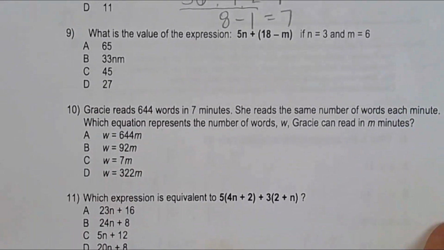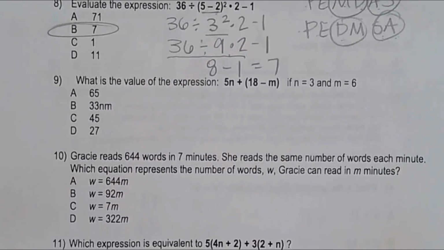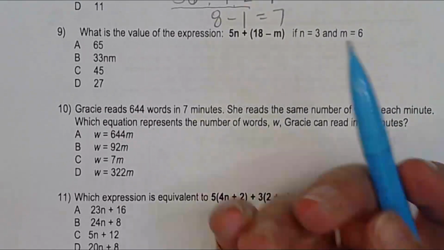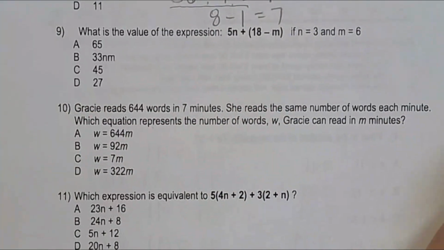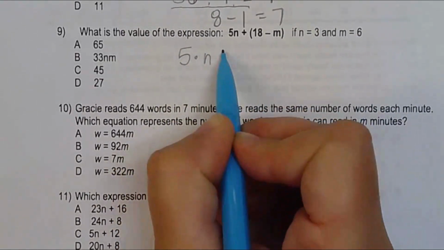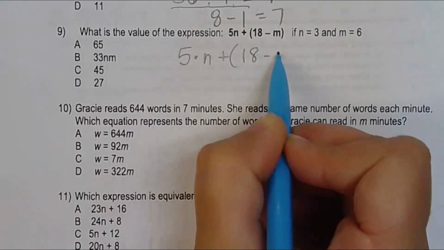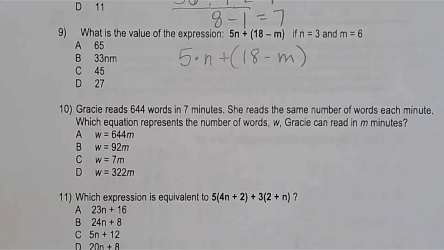Okay, my next one. What is the value of the expression 5n plus 18 minus m? 5n plus 18 minus m. So 5 times n plus 18 minus m is what that is saying, and the 18 minus m is in parentheses. It tells me what I need to plug in. So it's not matchy. It tells me what I need to plug in.